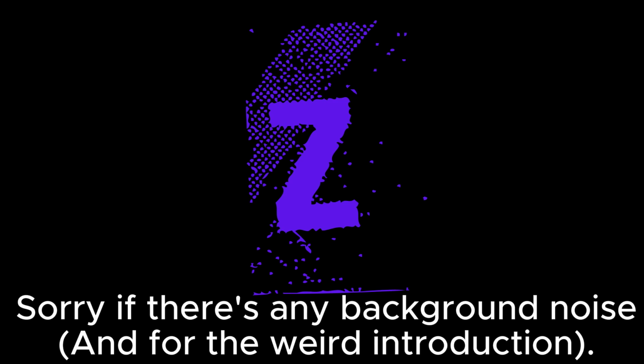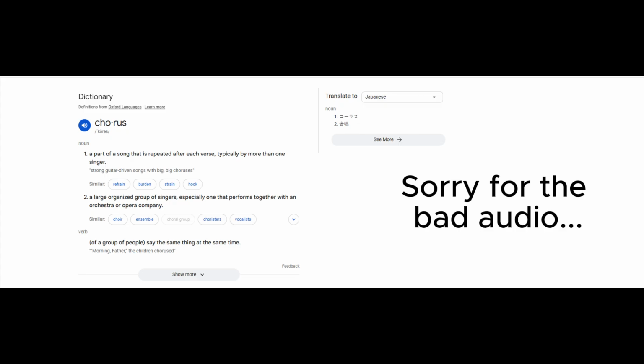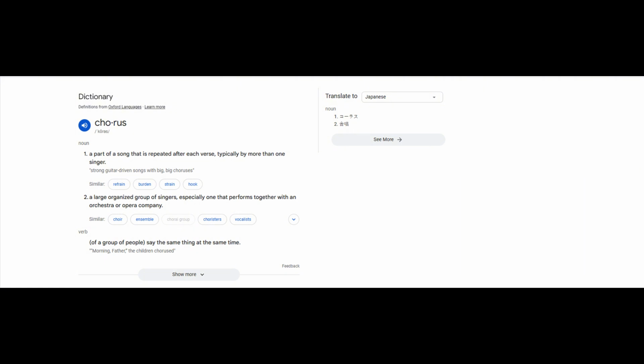I am an aspiring author, and today I would like to explain what a chorus is and give examples of a chorus in a song. So in short, a chorus is a specific part of a song that is repeated throughout the song and is usually repeated after each verse in a song.